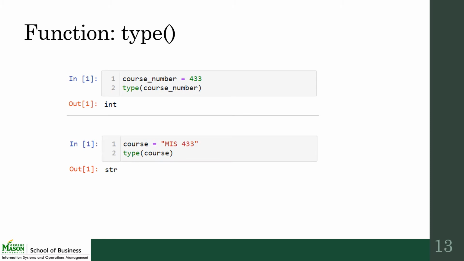The next code cell shows the output of the course variable as a string type. And the last code cell makes use of the type function without including a defined variable within it. Instead, the raw string value is included within the parentheses. Keep in mind that there are many different value types or object types in Python, and we'll be discussing those throughout the semester.